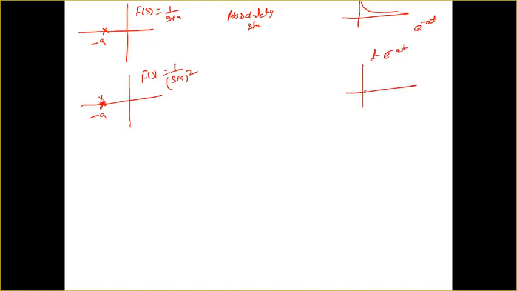So t e to the power minus at means t is going up, and then due to the e to the power minus at it will decrease. Ultimately it will decrease, right? So as t tends to infinity, the system is going to settle down towards zero, and therefore we can say that the system is absolutely stable.